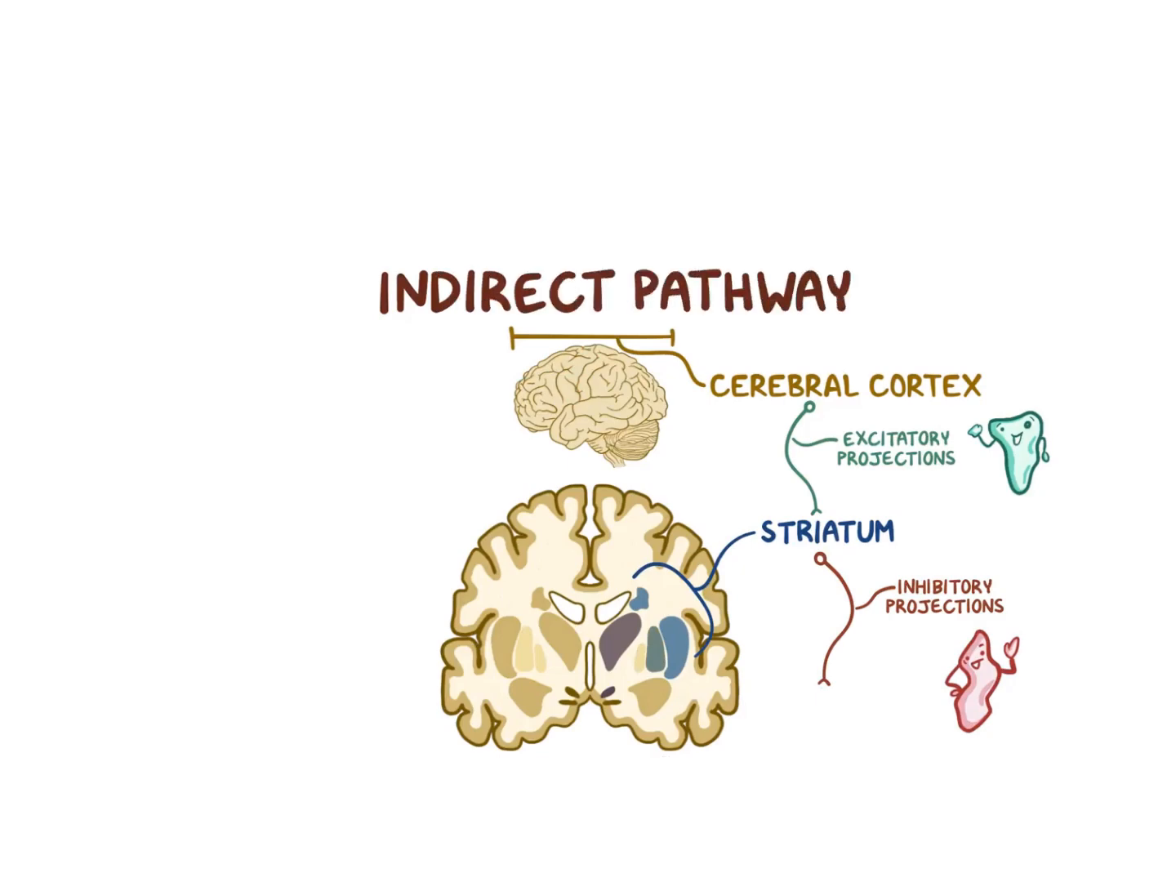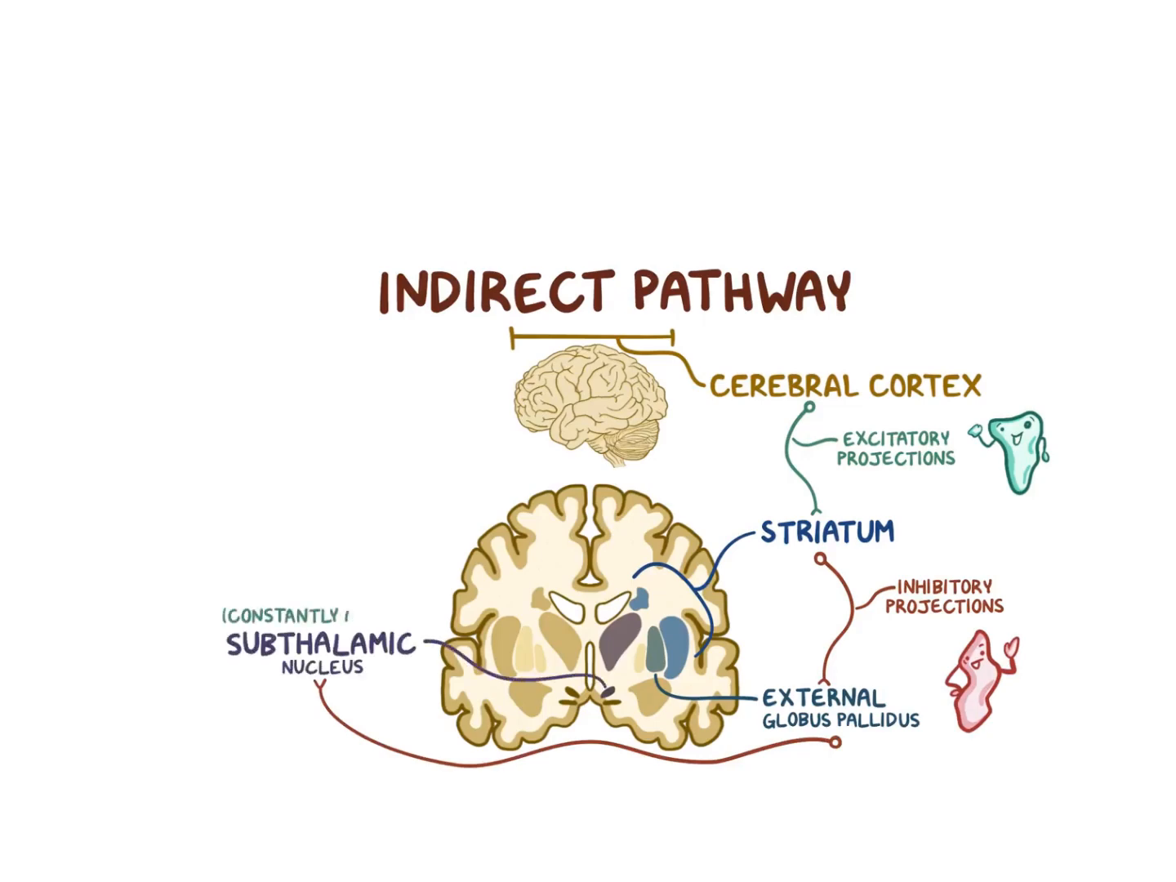In the indirect pathway, the cerebral cortex sends excitatory projections to the striatum once again. But this time, the striatum sends inhibitory projections to the external globus pallidus, rather than the internal globus pallidus. Then the external globus pallidus sends inhibitory projections to the subthalamic nucleus, which are constantly active. Similar to before, if the striatum inhibits the external globus pallidus, then the external globus pallidus cannot inhibit the subthalamic nucleus. Once more, the two negatives cancel out, and as a result, the subthalamic nucleus is free to send excitatory projections out. It just so happens that the subthalamic nucleus sends its excitatory projections to the internal globus pallidus.